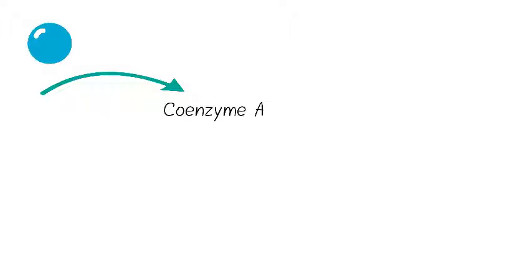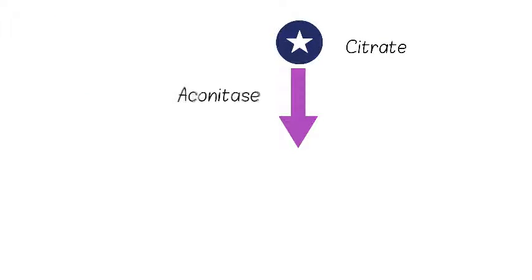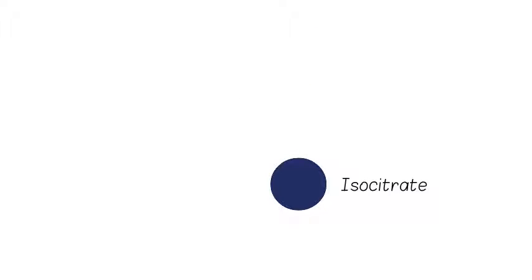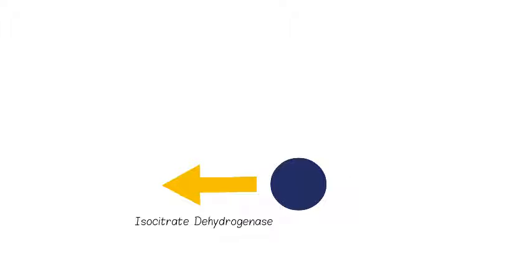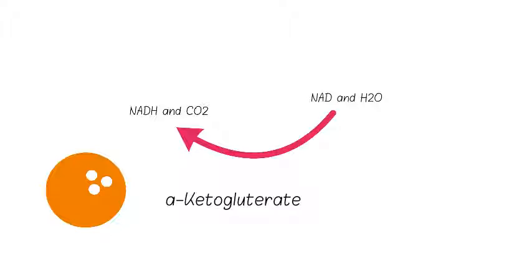Acetyl-CoA loses its coenzyme CoA and becomes citrate. Citrate then goes through aconitase, which rearranges the carbons and makes isocitrate. Isocitrate goes through isocitrate dehydrogenase, losing a hydrogen and making NADH and CO2, making alpha-ketoglutarate.